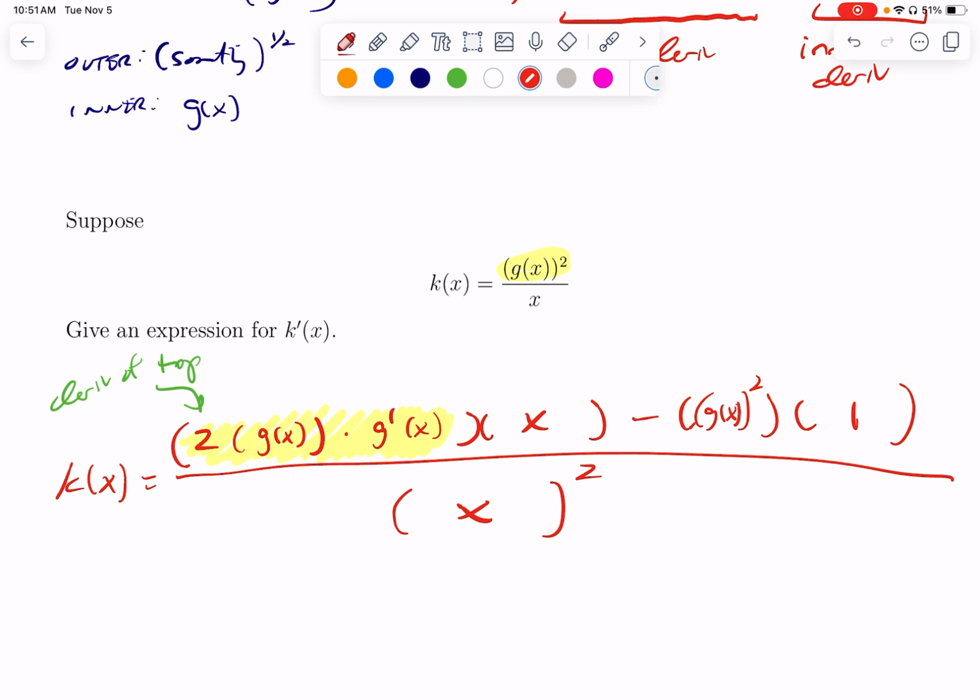So this one is very tough, but we're realizing it is a quotient rule problem with this tricky part where the derivative of the top requires chain rule. So just file this away. We're going to need to do this in a little bit.